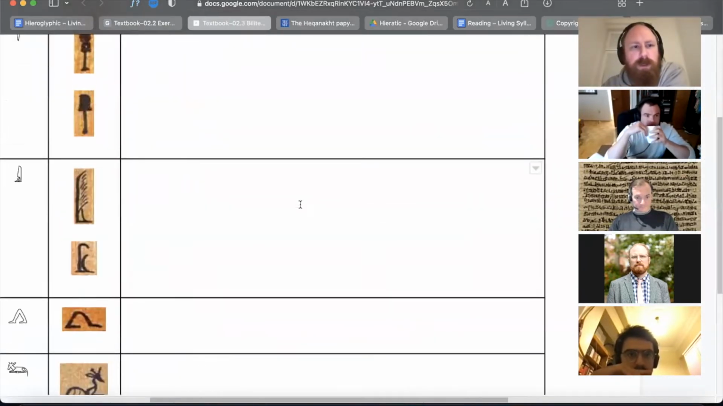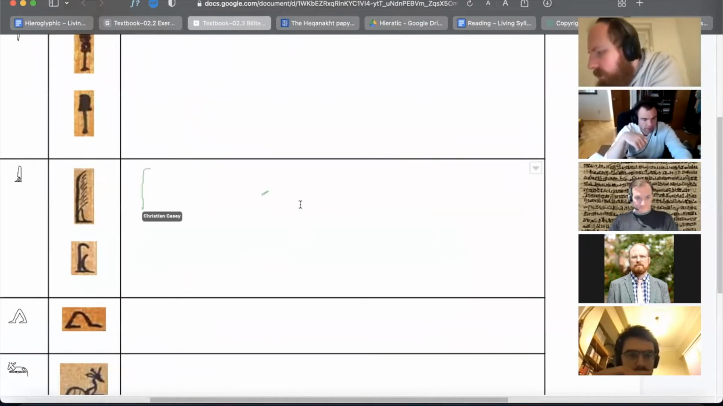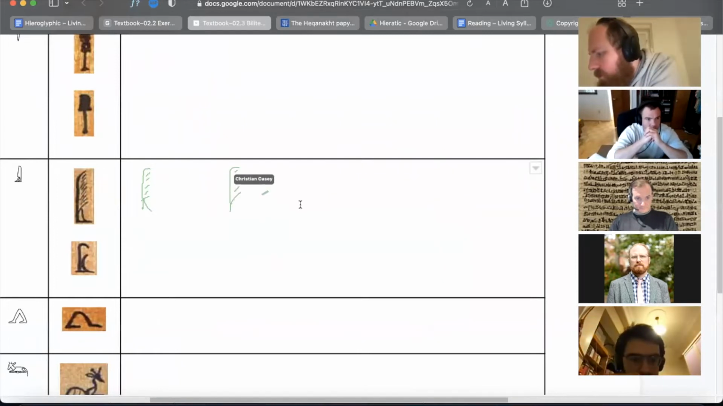Let's see, let me pick one that's not too hard. If you want to do it electronically, you can do that too. I think I did it the wrong way. I should do it this way. Okay, so I'm not that good at it.